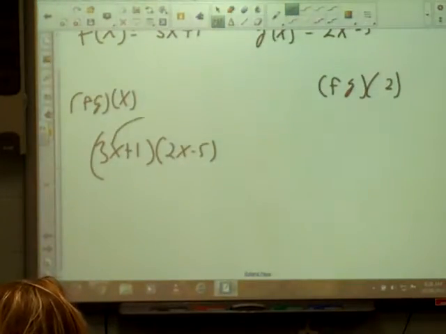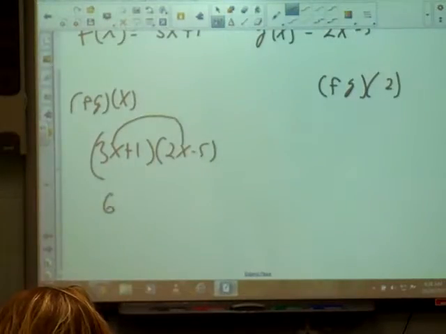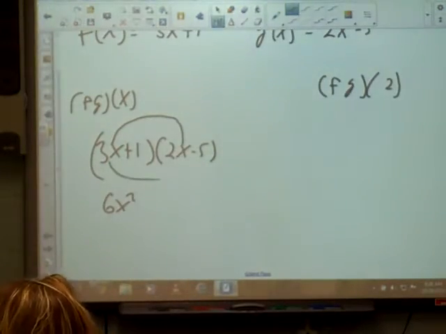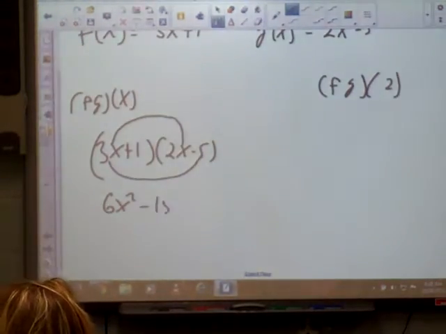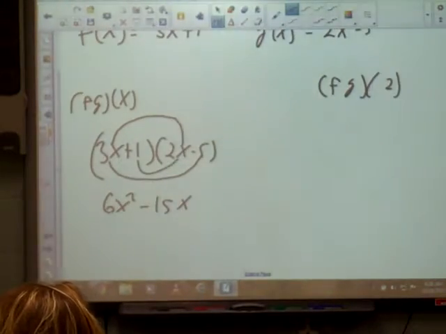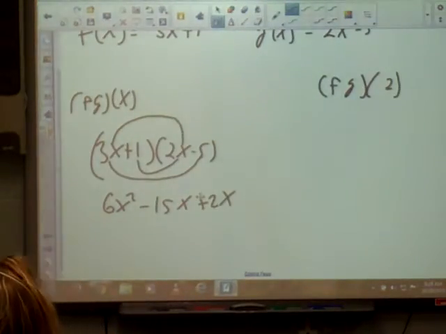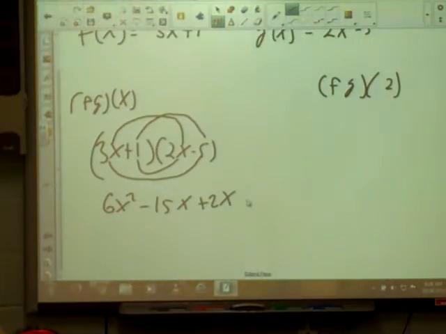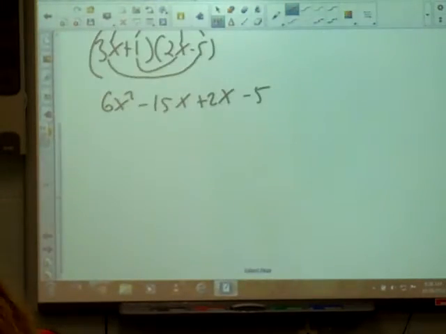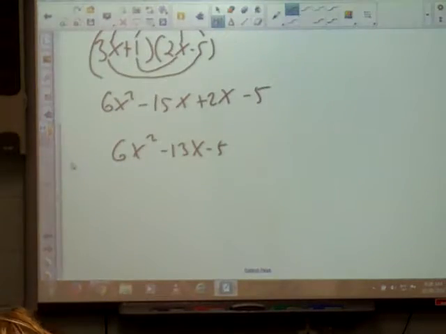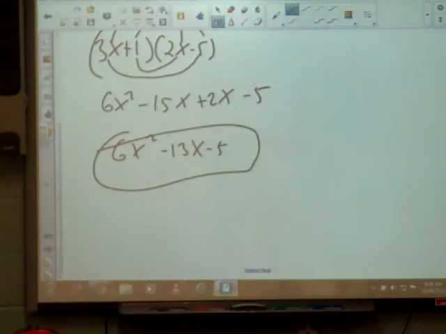Okay, so first we get 6x squared. Good. Outer we get negative 15x. Inner plus 2x. And then last, minus 5. Okay, you got some like terms in there. 6x squared minus 13x minus 5. Very good. So that would be our f times g answer. Okay, so that was the first thing I asked you for.